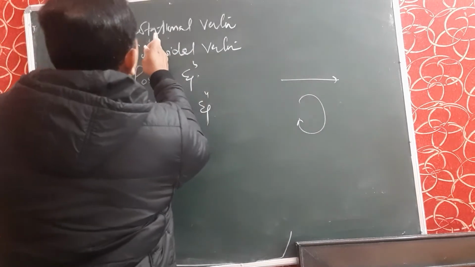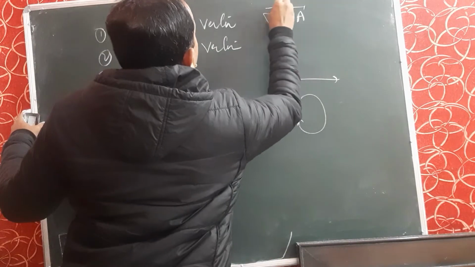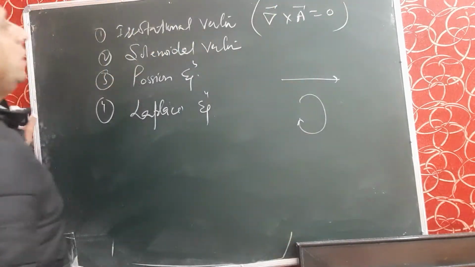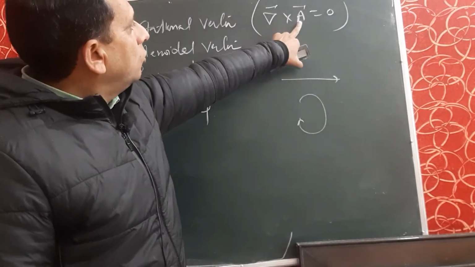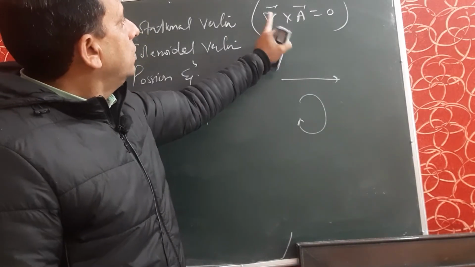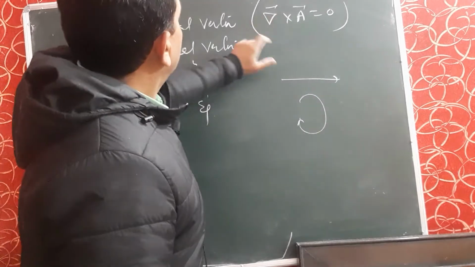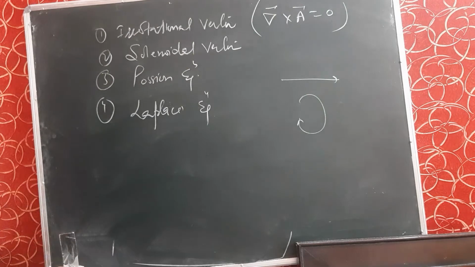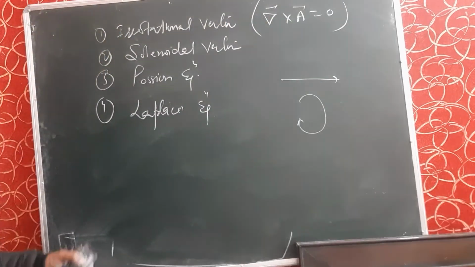So from this, the meaning of irrotational is very clear: the curl of a vector is 0. When we do the curl of any vector, then its curl is not possible. 0 means we cannot obtain the curl of that vector. It means that vector cannot become curly, means it cannot rotate. So irrotational means the curl of any vector is 0.